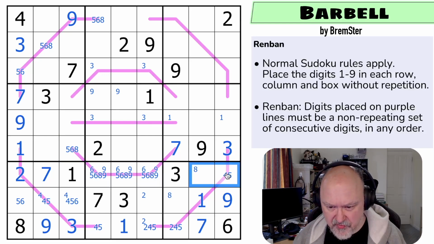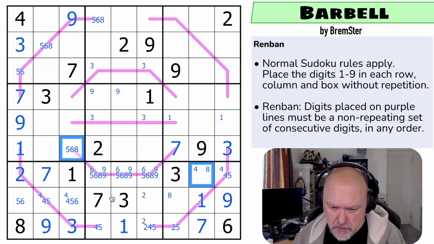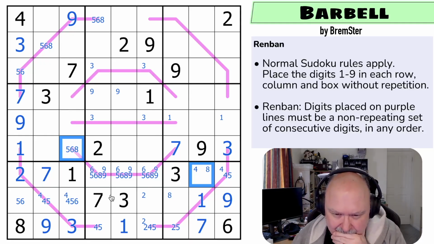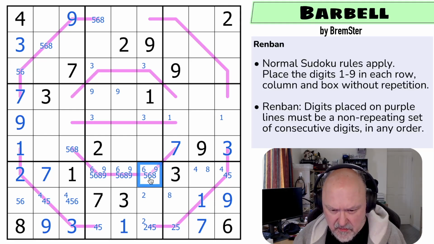4 must be in one of those two for the row. So this can't be the 4. Those could both be 4 though. If that's the 8, that's an 8. There's no 9 here. I think I'm missing something with this line.